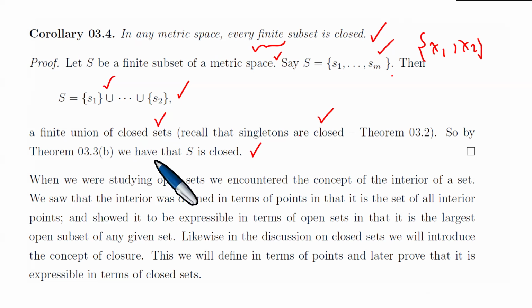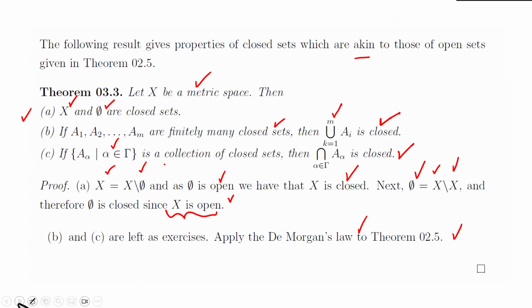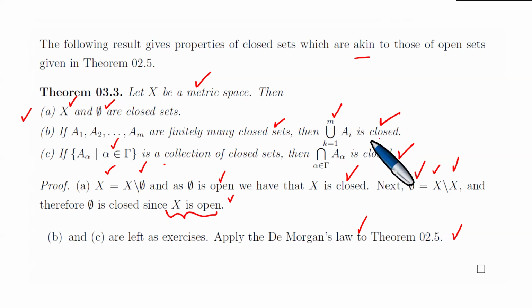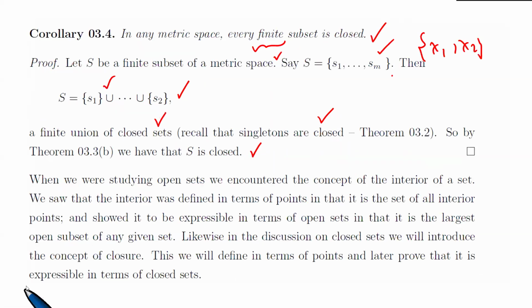Okay, because by Theorem 03.2, part B is the one that is weak. I said it is weak because it is stating the results about finite unions of closed sets being closed. So if these are finitely many closed sets, the finite union itself is closed. So by Theorem 03.3, this is closed because this finite union itself is closed according to Theorem 03.3 part B.